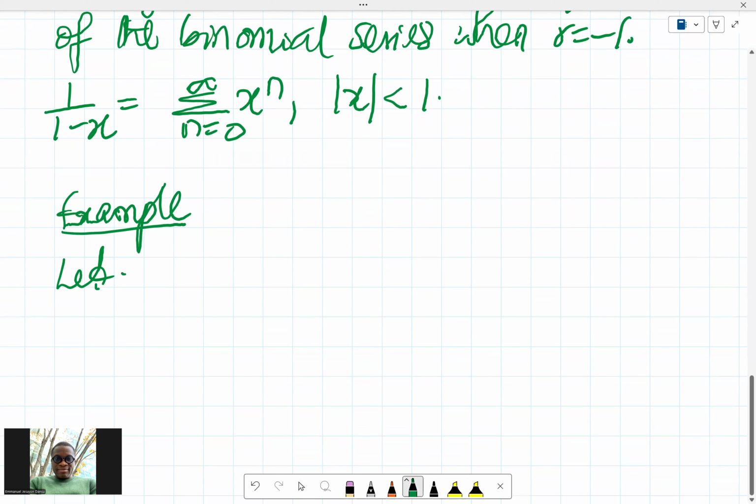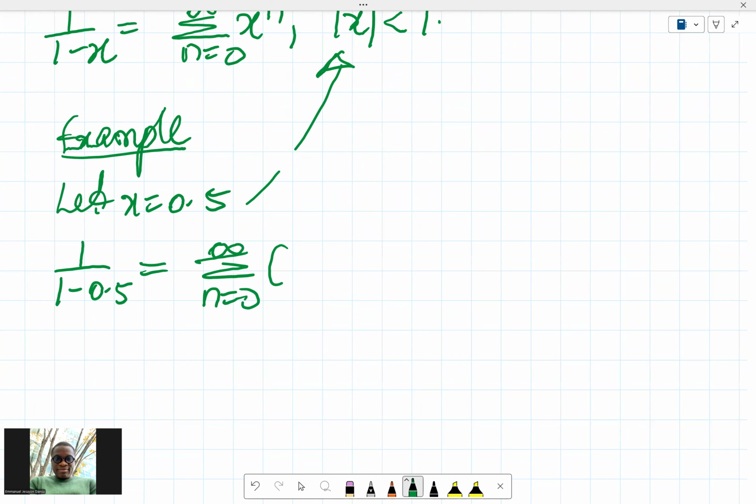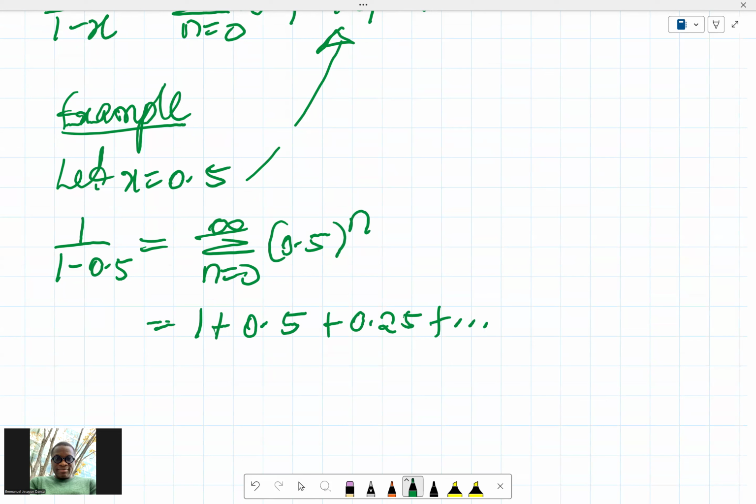So look at this example. If we say let x be 0.5, of course, x is 0.5 perfectly meets this condition that x lies between minus 1 and 1. So in that situation, if we have 1 over 1 minus 0.5, we say that summation from n equals 0 to infinity for x now is 0.5. So we have 0.5 raised to power n. And that will simply give us 1 plus 0.5 plus 0.25, and that goes on like that. And it gives us 2, okay? Like the sum to infinity is actually 2.